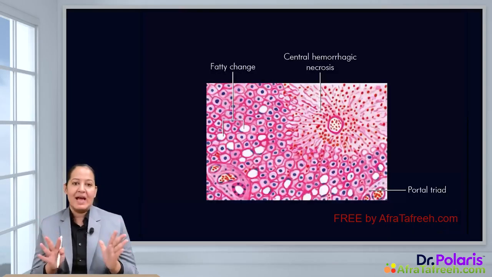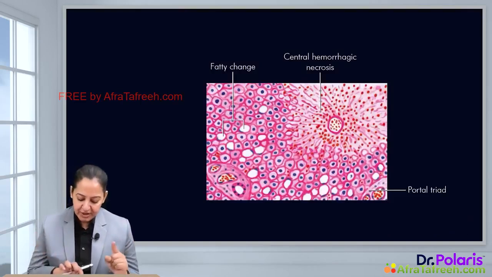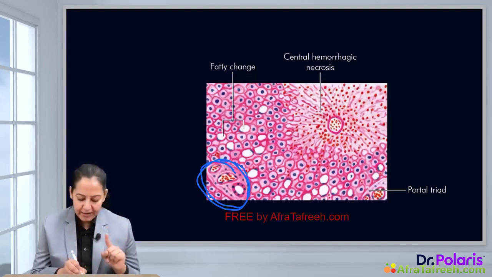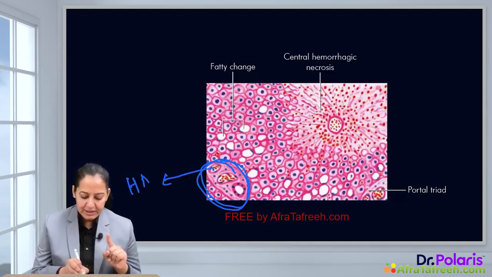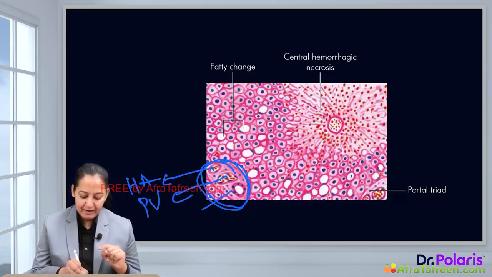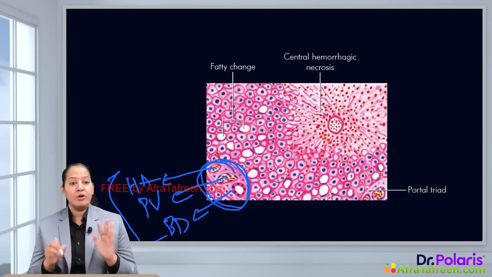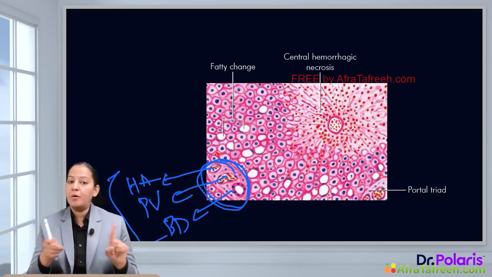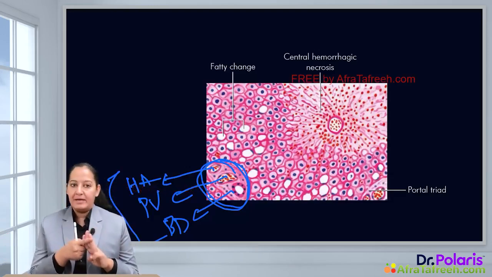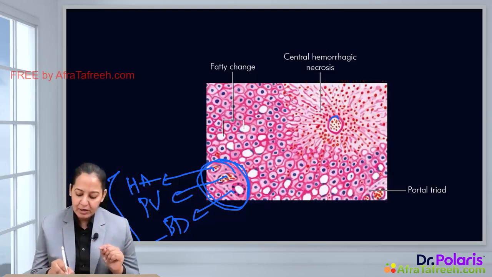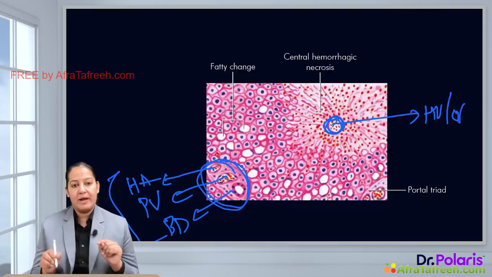So you can see the slide. In this diagram, you can appreciate this is the portal triad at one diagonal. The portal triad contains three things: this is the hepatic artery, this is the portal vein, and this is the bile duct. These three things together are known as the portal triad. But the portal triad is absolutely normal. There is no problem in the hepatic artery, portal vein and bile duct. Where is the problem? The problem is in the central vein or hepatic vein. At the other diagonal, you can see this is the central vein, also known as the hepatic vein.